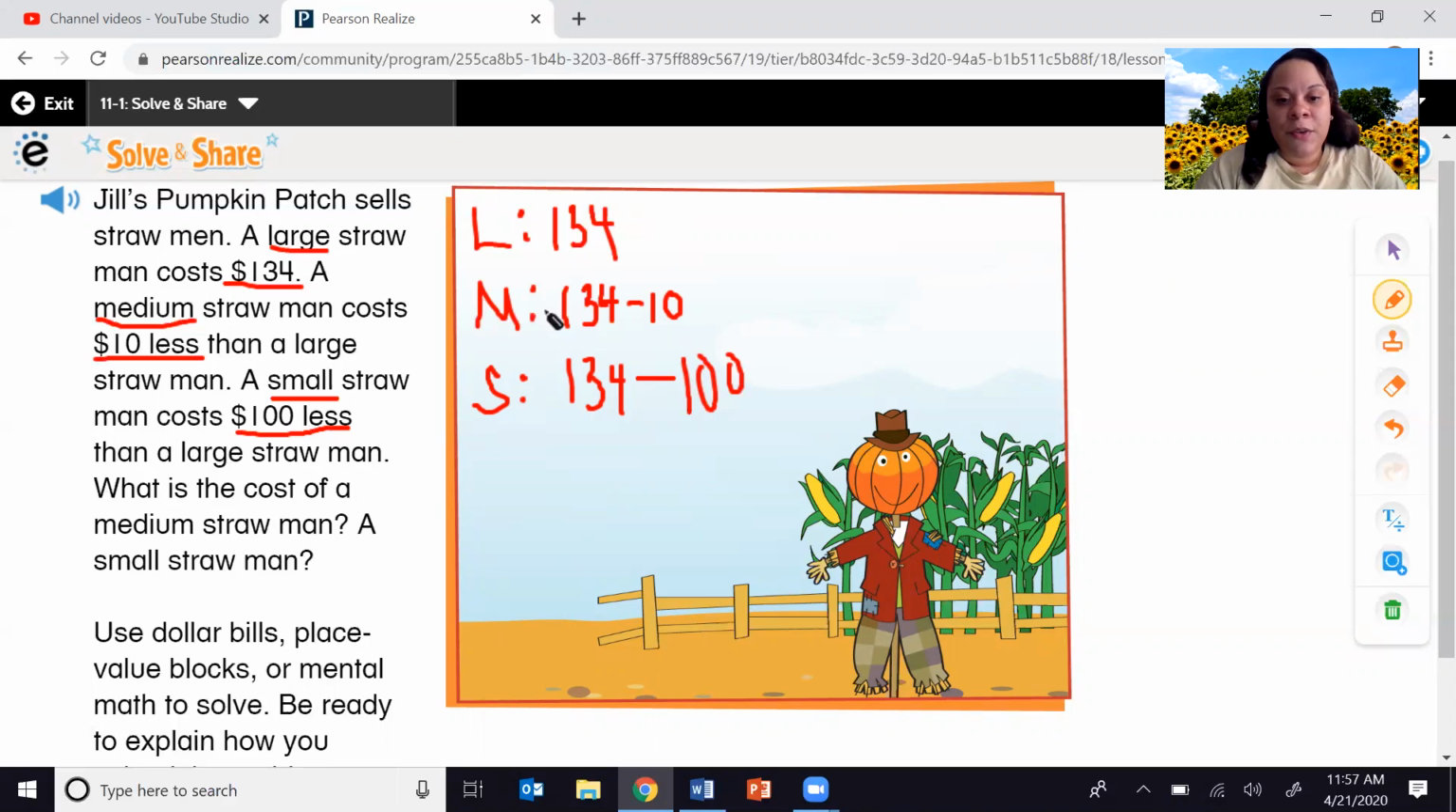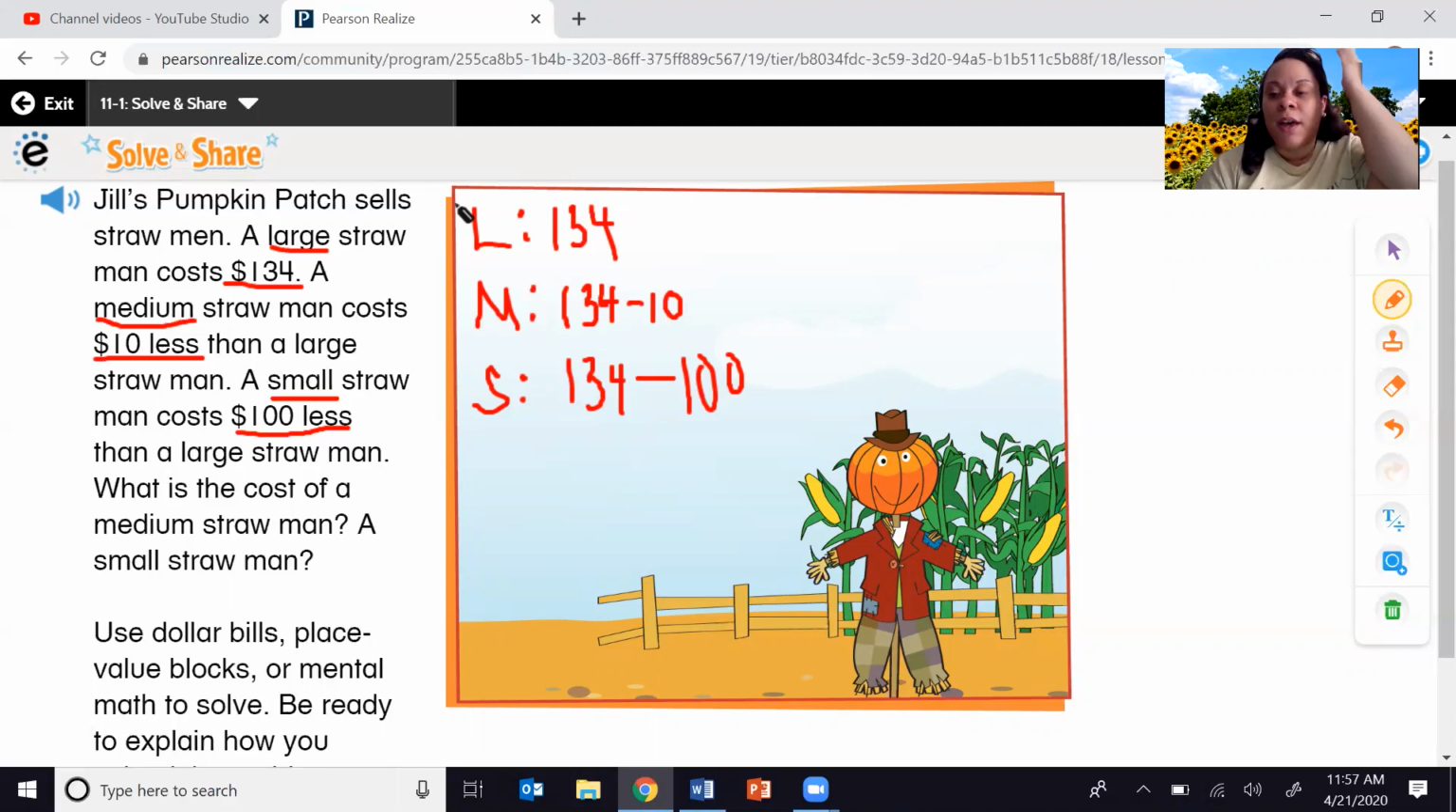Now remember, the reason for medium I put 134 minus 10 is because it says that the medium straw man is $10 less than the large straw man, which we do have the value, which is 134. And I did kind of the same thing here. I did 134 minus 100 for the small straw man because it says a small straw man costs $100 less than the large straw man, which is 134.